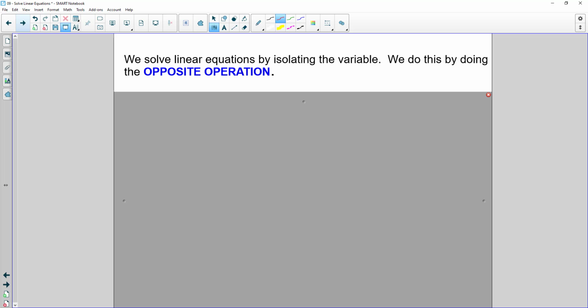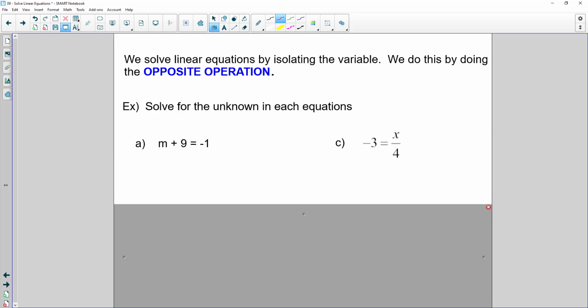Now, we've talked about this in class. When we're trying to isolate a variable and solve for x, the key here is we need to do that by the opposite operation. We saw that when we were doing our trigonometry. If we had sine theta and we wanted to solve for theta, we do the inverse sine, right? So it's the same premise here. So let's go through a couple of examples.